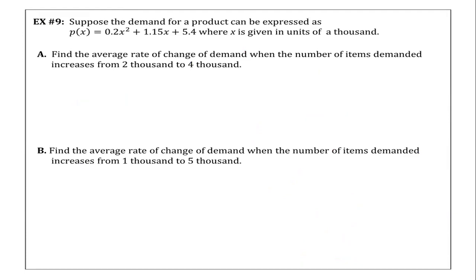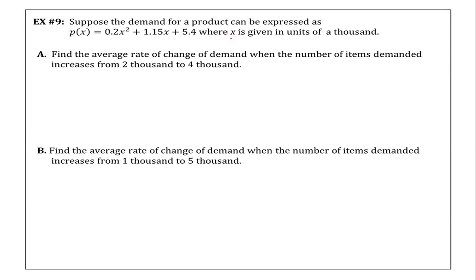All right. Here we have, so we're given an equation. We have 2/10 x squared plus 1 and 1/1500 x plus 5 and 4/10, where x is given in units of 1,000. Find the average rate of change in demand when the number of items demanded increases from 2,000 to 4,000. Just because it's a word problem, is it really a hard problem? No, we're still doing what? Average rate of change. We're still subtracting and dividing, but we have to know what we're subtracting.